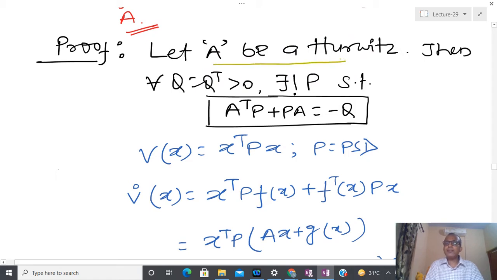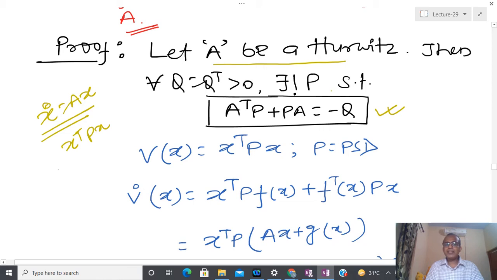A is Hurwitz means all eigenvalues of A, whether real or complex, must have real part less than 0. And if that is so, we have already seen that for a system like x dot equal to Ax, I constructed a Lyapunov function, a positive definite function x transpose Px, where P is a positive symmetric definite matrix.